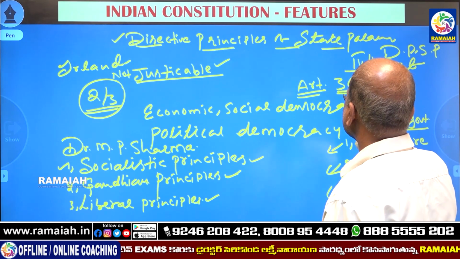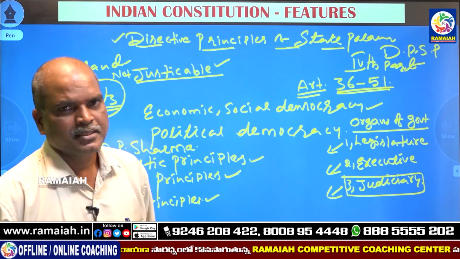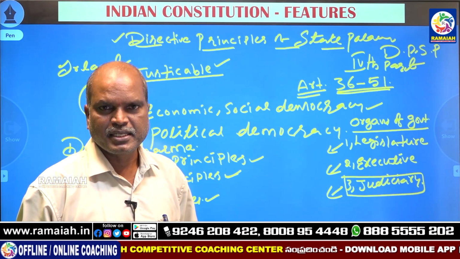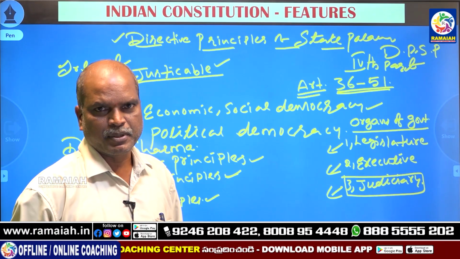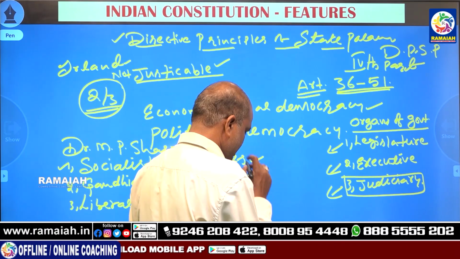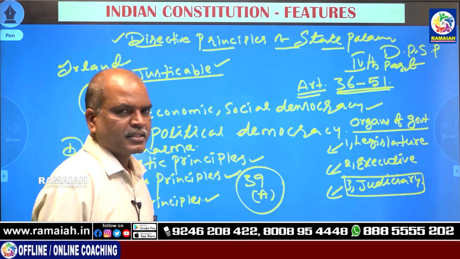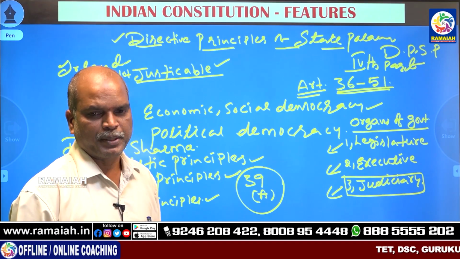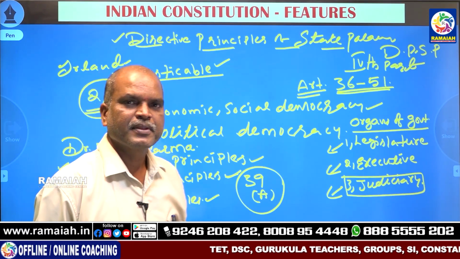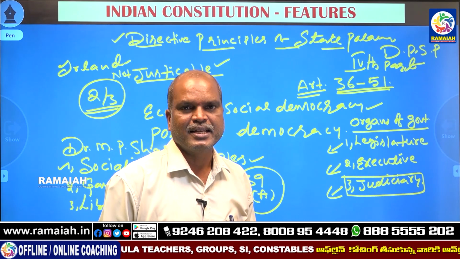Article 36 explains about the State, meaning it defines the State. Article 37 says that directive principles of state policy are not justiciable. And one more most important, Article 39 clause A. It explains that free legal aid should be given to poor people. According to Article 39 clause A, poor people get free legal aid.